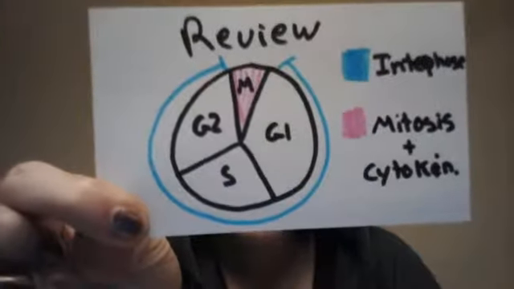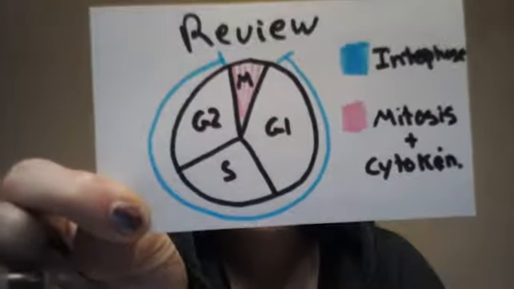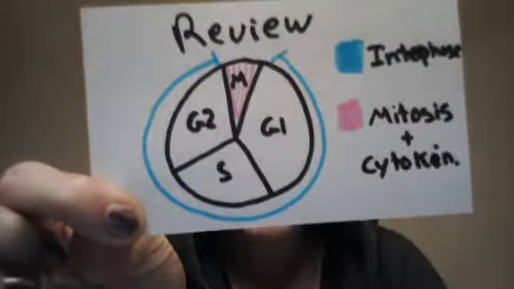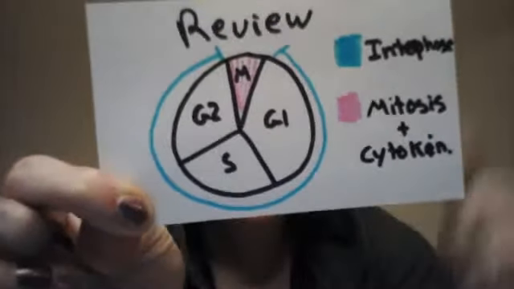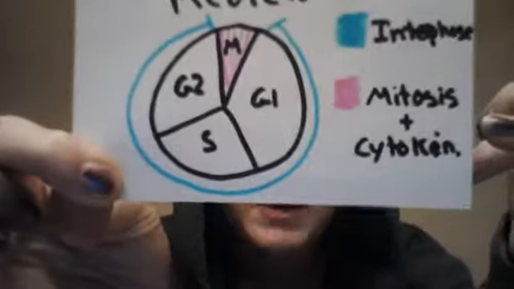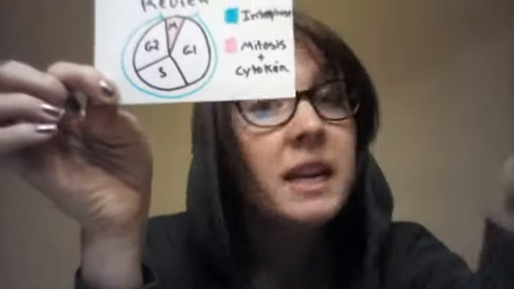Mitosis is not a part of interphase. Interphase is everything else in the cell cycle minus mitosis and cytokinesis. Now I want you to notice that I actually separated mitosis and cytokinesis. Cytokinesis is not a part of mitosis. It's after mitosis. Usually people group it together because it happens so quickly after mitosis, but it is not exclusively a part of mitosis, just like interphase isn't a part of mitosis.